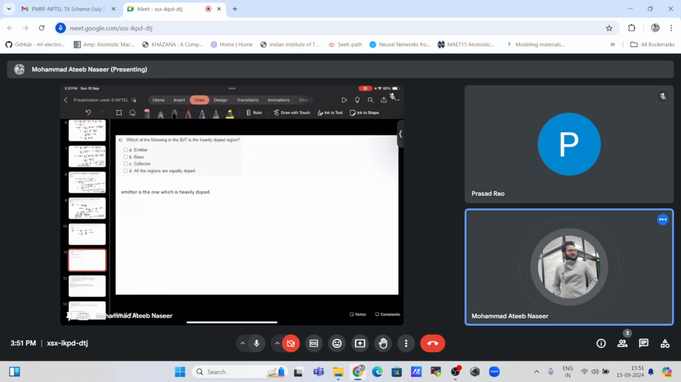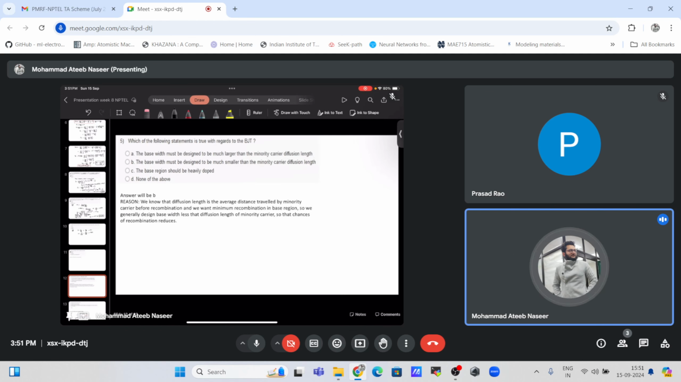And as we said, the emitter has to inject the electrons or the holes, considering the PNP or NPN BJT, that is, it has to inject the majority carriers which are on the emitter side. So the emitter has to be heavily doped for that. So this statement is true, that the emitter will be heavily doped. Okay, and now moving to another problem, which is as simple.